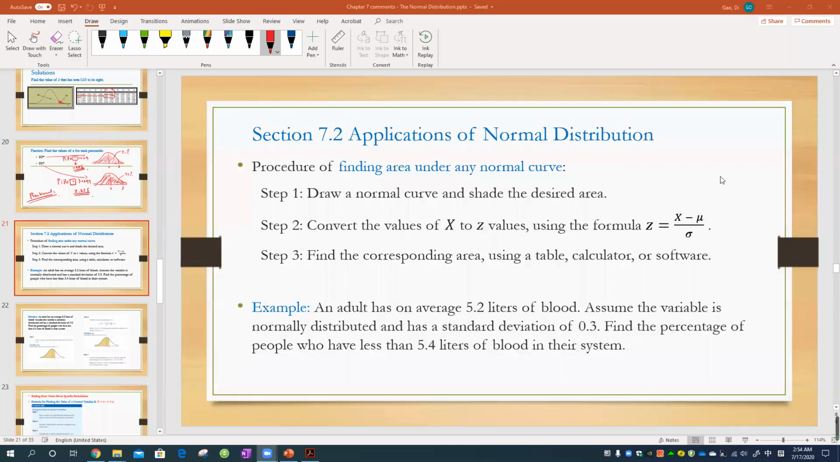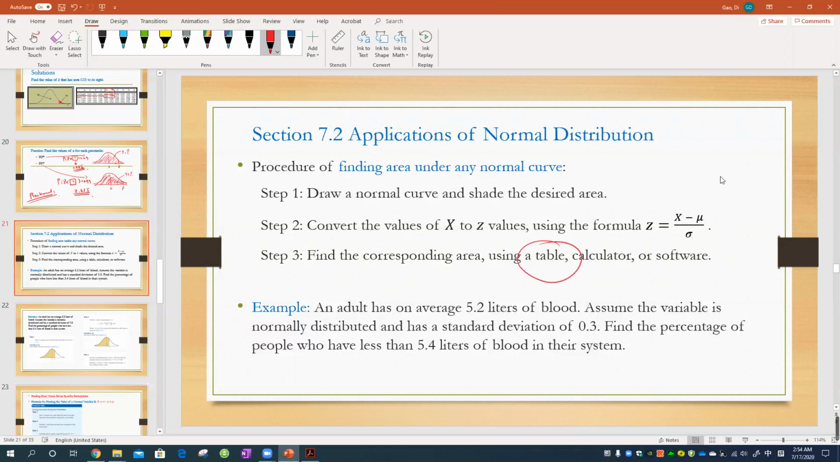Hello everyone, welcome back. Let's look at section 7.2, applications of the normal distribution. The basic procedure for finding areas under any normal curve is: step 1, draw a normal curve and shade the desired area. Step 2, convert the values of x to z values using the formula z equals x minus mu over sigma. Step 3, find the corresponding area using the table, calculator, or software.